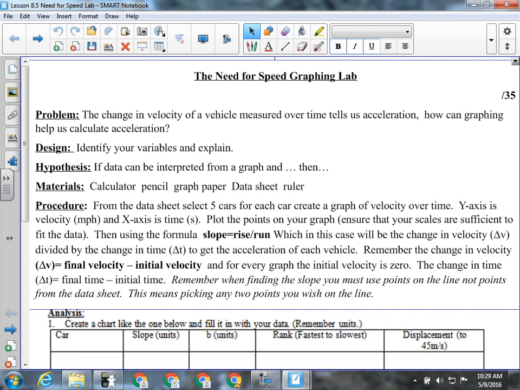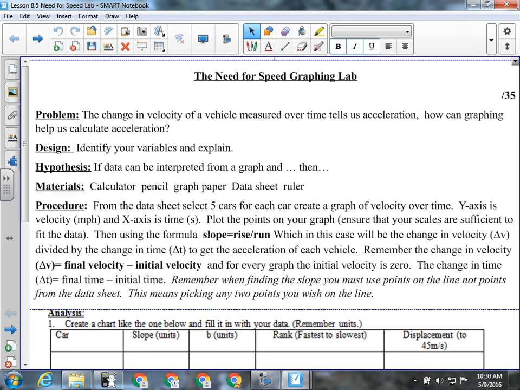Okay, so let's have a look over this one. Our last graphing lab was on position versus time graphs. This one's on velocity versus time graphs. We talked about those quite a bit last week, and we started into acceleration last week, so we know kind of what acceleration is. Obviously, this lab is dealing with accelerating objects.